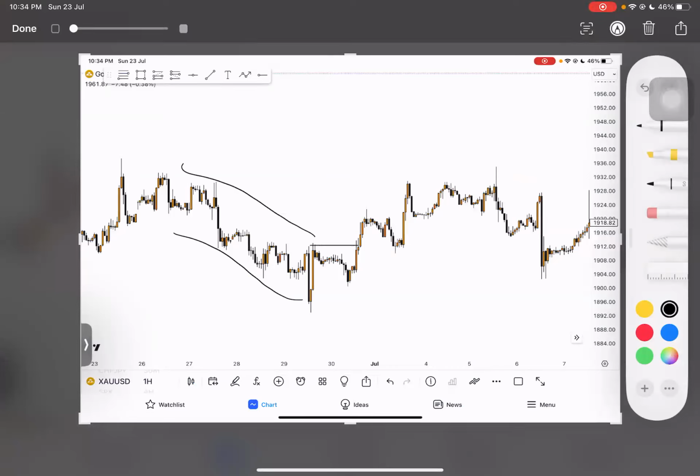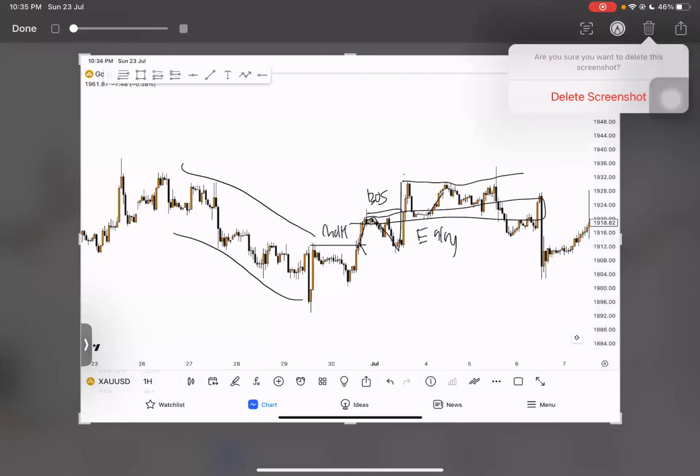After the breakout right here, this will be the change of character. Then you come back to pullback, and then go up again. This will become the break of structure. Then you look for the demand zone or swap zone nearby the break of structure for entry. Here is the TP already. This is the change of character and also the break of structure.